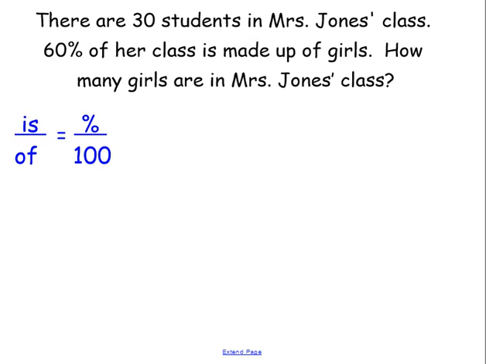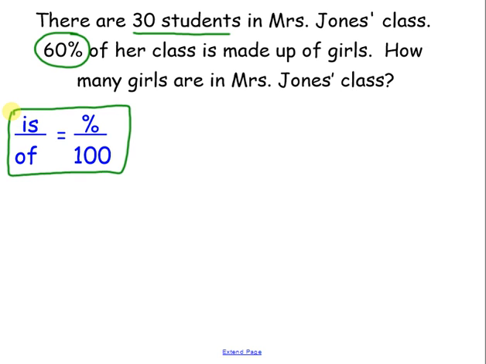All right, let's try another one. There are 30 students in Miss Jones's class. 60% of her class is made up of girls. How many girls are in Mrs. Jones's class? Okay, so again, we have our formula.